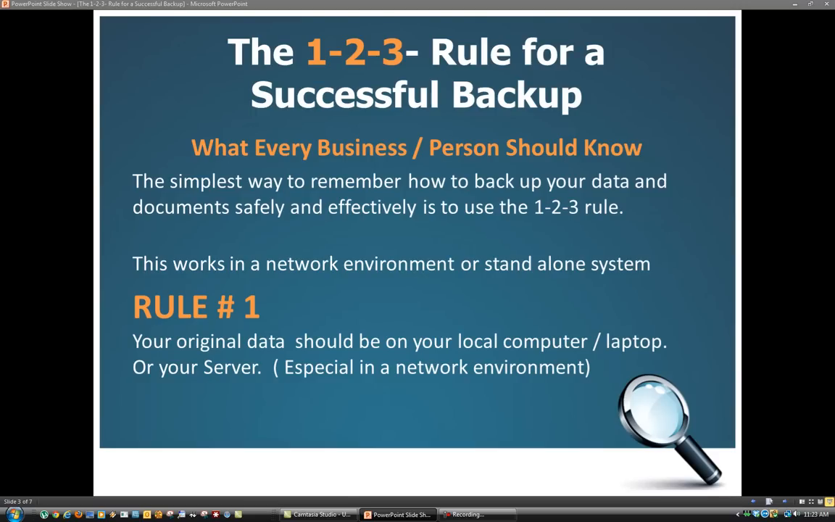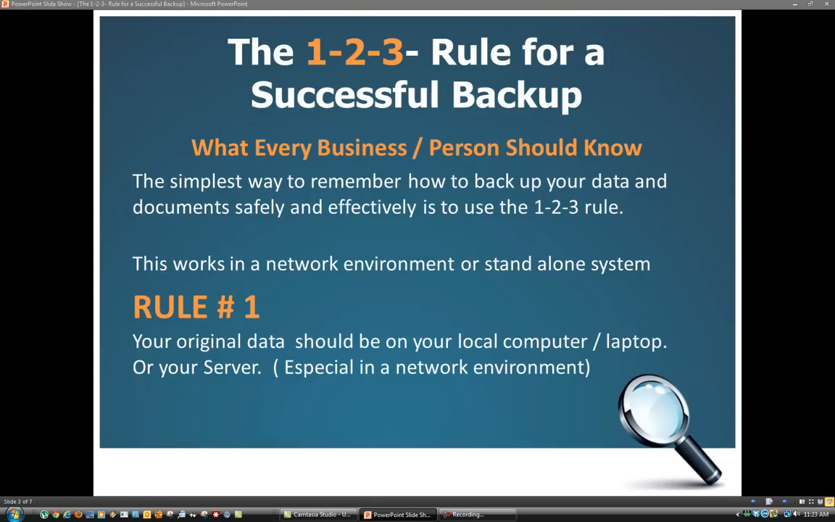So let's start off with rule number 1. Your original data should be stored on your local computer, laptop, or on your server. You want to store all your data on your server, especially in a network environment. This is done because you want to back up your data from one central location. You don't want to have everyone on the network having different file revisions, different file types, and in the event of a catastrophe, no one knows where the files are located and who's worked on what. So, as a result, we do want to back it up to one central location.